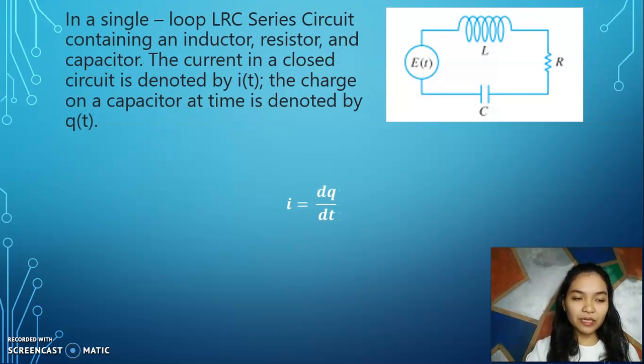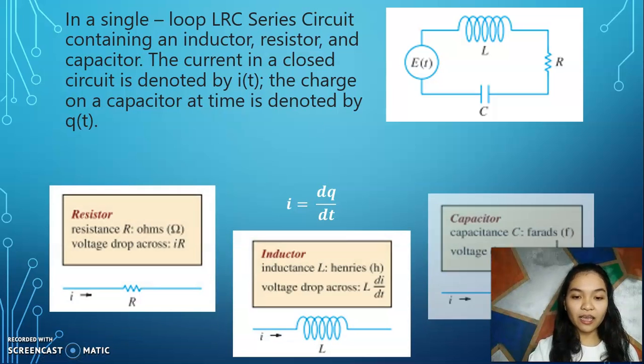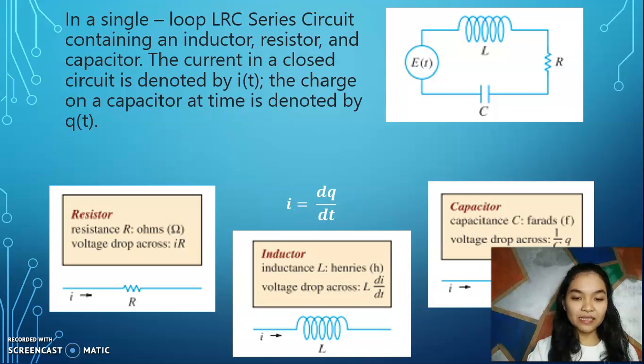Now, considering a single loop LRC series circuit containing an inductor, resistor, and capacitor. The current in a closed circuit is denoted by I sub t. The charge on the capacitor at time t is denoted by Q sub t. The letters L, R, and C are the inductance, resistance, and capacitance, and they are generally constant.